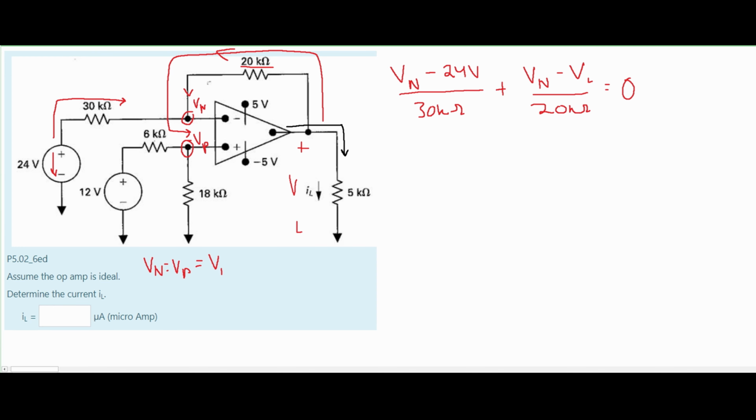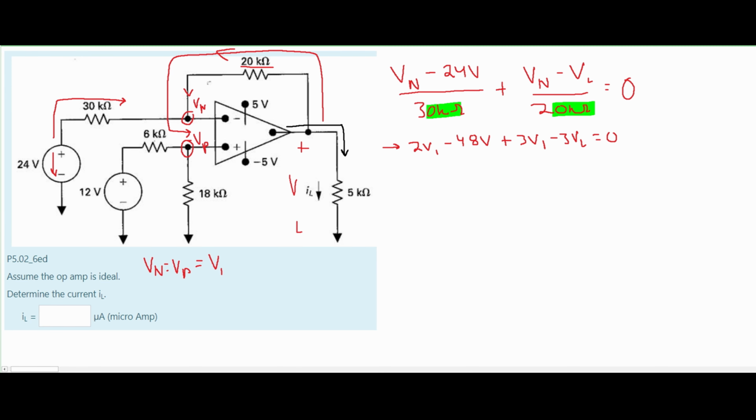From here, we're just going to simplify a couple things. I'm going to multiply everything by 10 kilo ohms. That'll get rid of the 0 and the kilo ohms for both of these. And now to completely get rid of the denominator, I'll multiply everything by 6. So if we do this, we are going to get a 2 Vn minus 48 volts. And I just realized that I did not convert the Vn's to V1. So this should be negative 2 V1 minus 48 volts plus 3 V1, minus 3 VL, and that's all equal to 0.